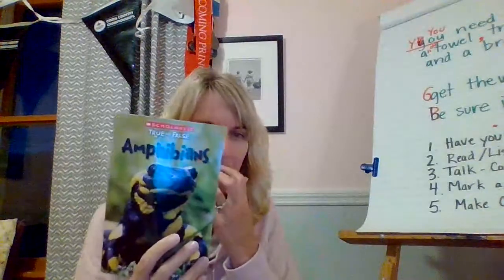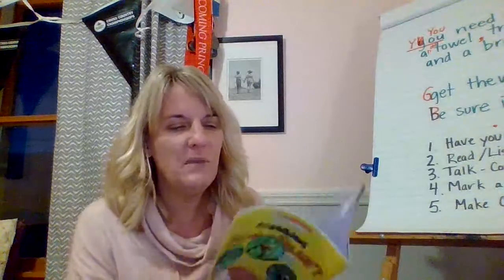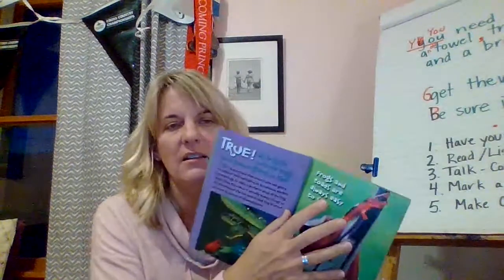Now, this book about amphibians, if I flip through it, every page is a true and false quiz. That's kind of fun, right? So it gives you a question on one side and it asks you true and false. And then when it turns the page, you have the answer. So also, it might have little insets with more information next to the animal, right? So those are text features.